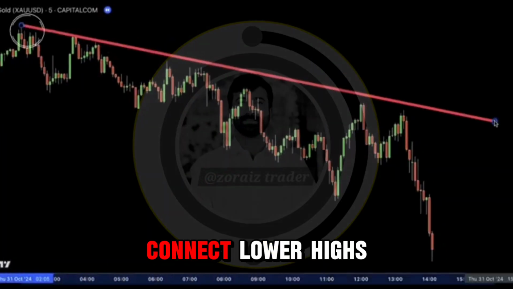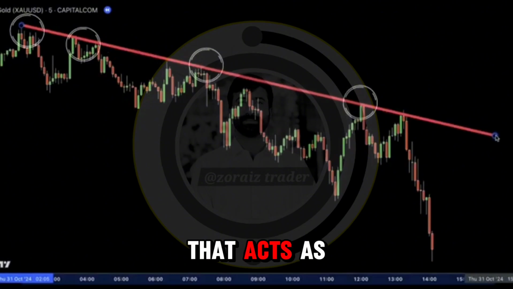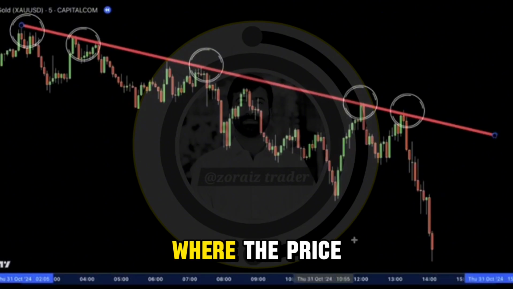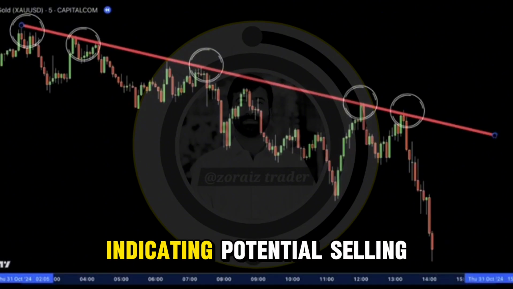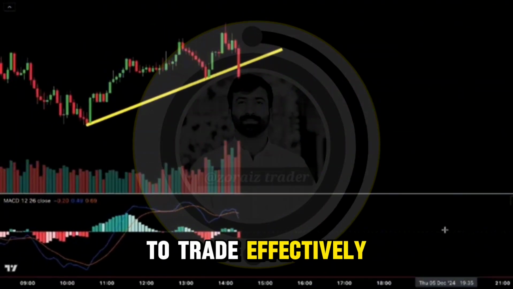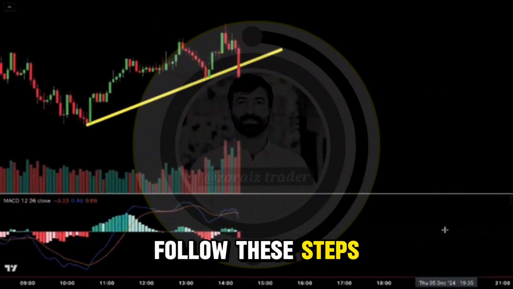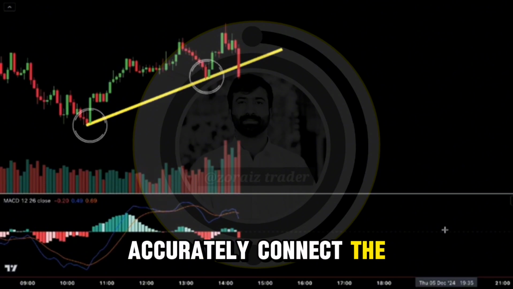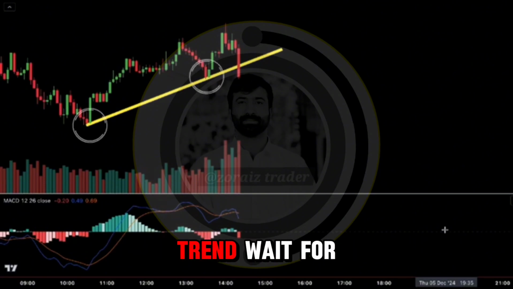In a downtrend, connect lower highs to form a trend line that acts as dynamic resistance, where the price tends to reverse downward, indicating potential selling opportunities. To trade effectively using trend lines, follow these steps. Accurately connect the relevant highs or lows based on the trend.